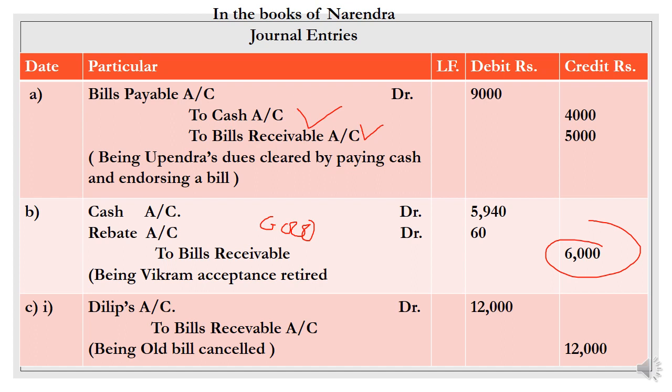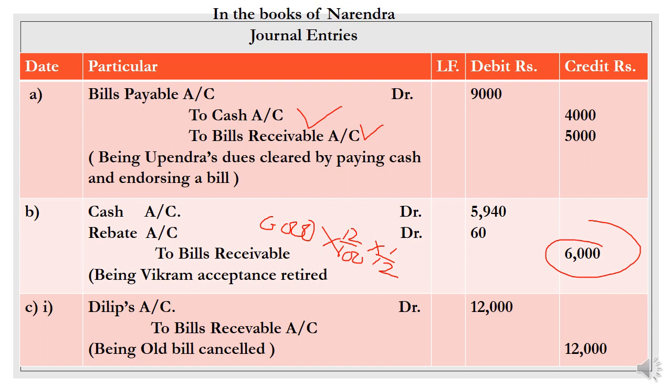So you will calculate 6,000 into 12 upon 100. And how many months before is it retired or paid by the drawee? 1 month. So 1 upon 12. So you will get rupees 60 as the rebate amount. So this rebate is a loss for Narendra because this amount is given as a discount to the drawee. Next, the bills receivable will be settled of rupees 6,000.